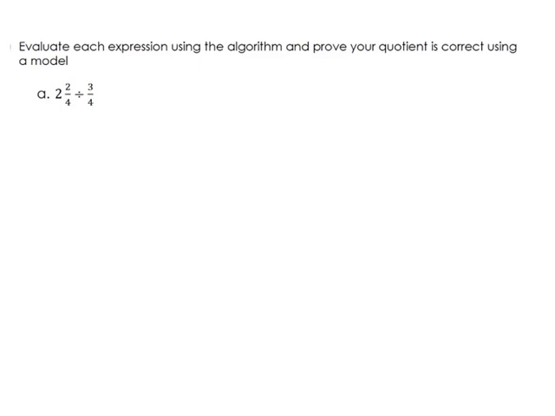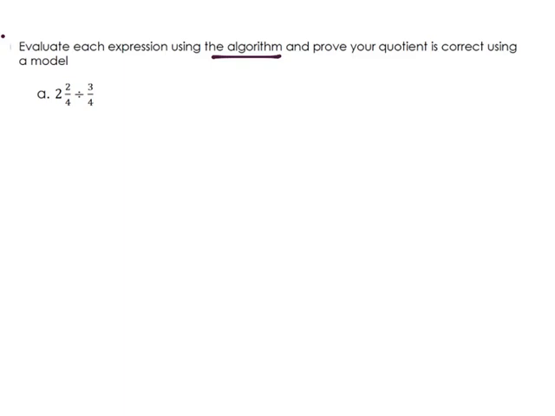Okay, Kipster. So looking at this first example, we are combining all of our knowledge that we have learned through Unit 2, and we're combining it to solve division of fraction problems with mixed numbers. So now we know in order to use an algorithm and then eventually a model. So this one says evaluate each expression using the algorithm and prove your quotient is correct using a model.